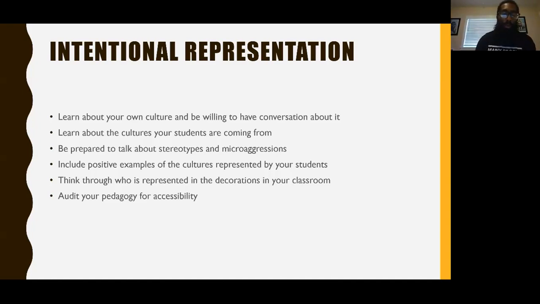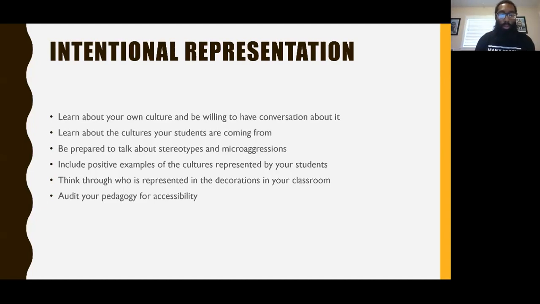It's also important to think through that you have control over who's represented in the decorations in your classrooms. If we think about this idea of stereotype threat and all of that, literally, if a student looks around and they do not see themselves present or affirmed in some way, that can have an impact on their ability to perform well academically within the school, within the classroom setting.